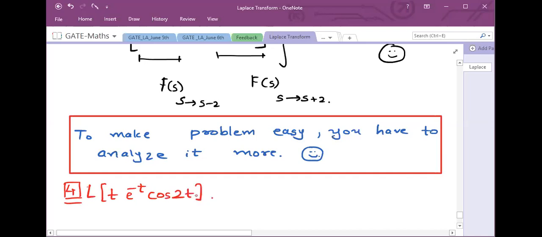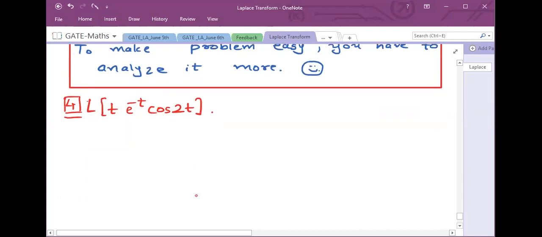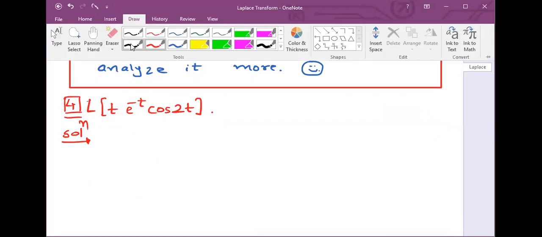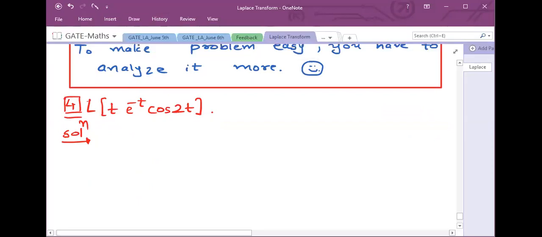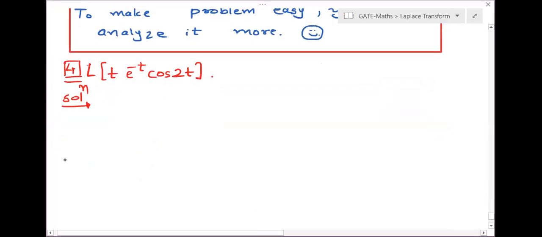So here we are having both the terms. It is multiplication of t as well, and it is multiplication of e to the power minus t as well. When we are having multiplication of t, you all know which method we have to apply. If it is multiplication of t, that means it is differential, finding differential. And if it is e to the power minus t, then it is your first shifting property.